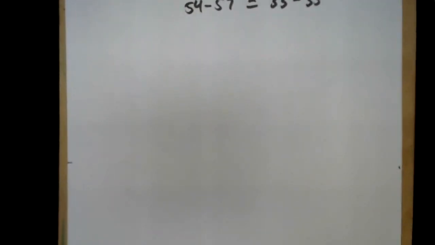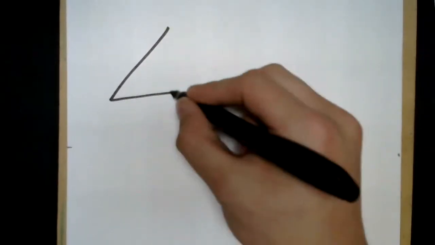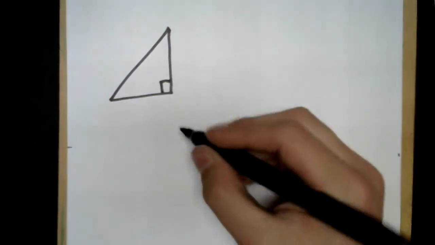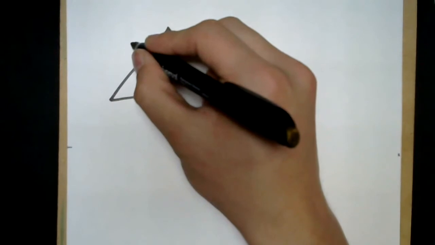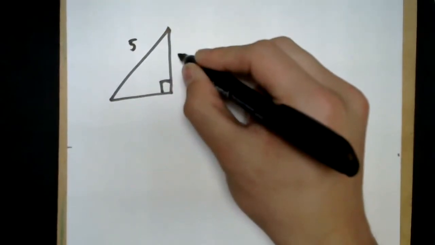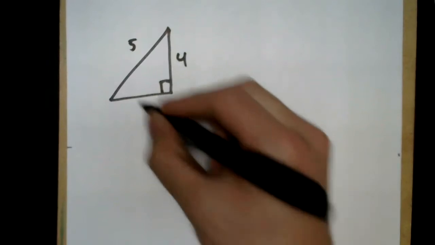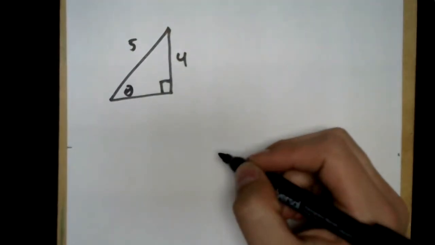So, the ACT basically covers right triangles and non-right triangles. We'll go over how to find an angle and a side using a right triangle. They'll give you a right triangle and they'll give you, let's say, a 5 and a 4. And they're going to ask you for theta.